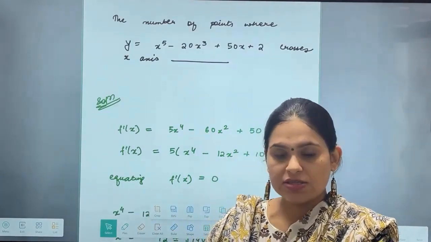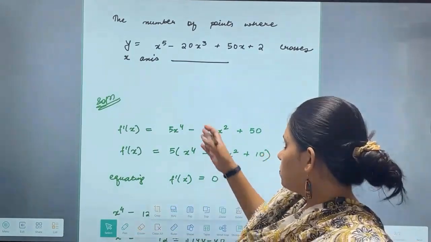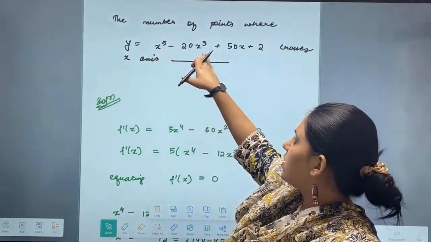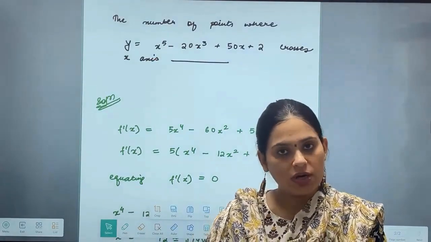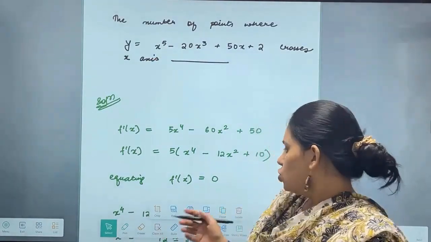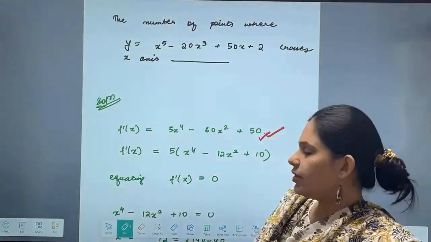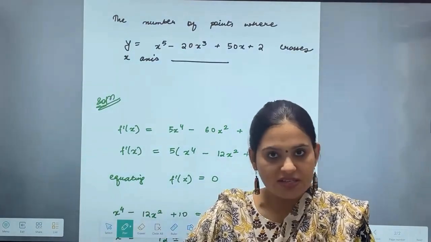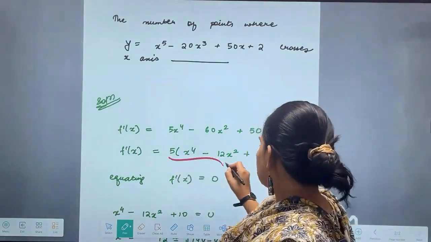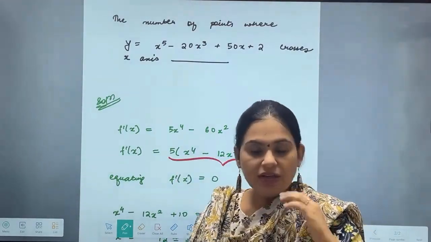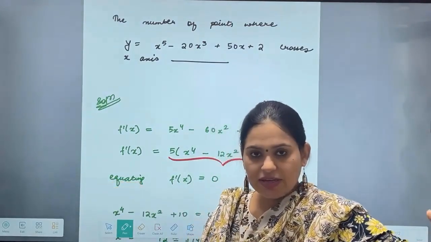So what I have done in this case, I have started with this function that is given to me, x to the power 5 minus 20x cube plus 50x plus 2. And I have tried to go ahead and find f dash x. So beta, my f dash x that I have got here is this, right? Once you find this f dash x, just take this 5 common and you will have your f dash x equal to this. Now I need to check where it is cutting the x-axis, right?